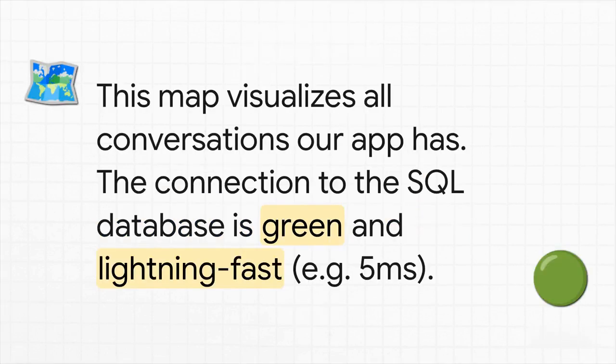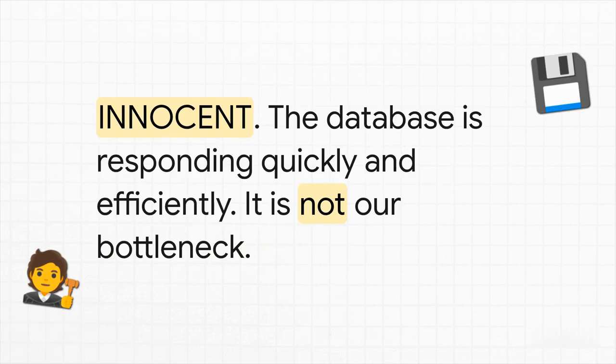For this, I want to show you one of my absolute favorite tools, the dependency map. It's like a social network graph for your application. It shows who's talking to whom. And look, the line connecting to our SQL database is bright green and lightning fast. We're talking just 5 milliseconds. That's a healthy relationship. And just like that, another suspect is cleared.